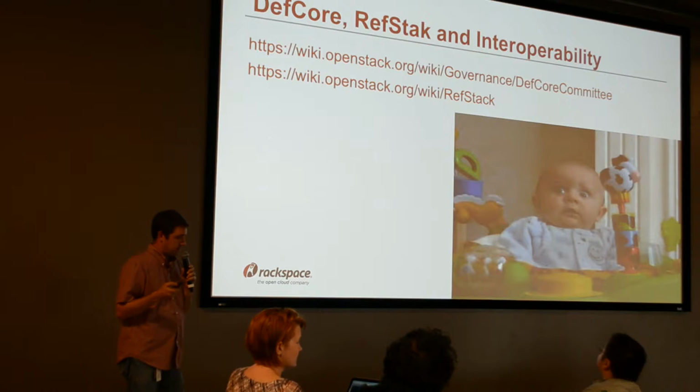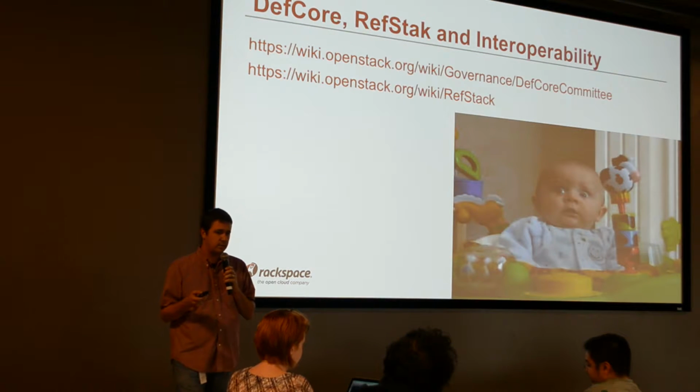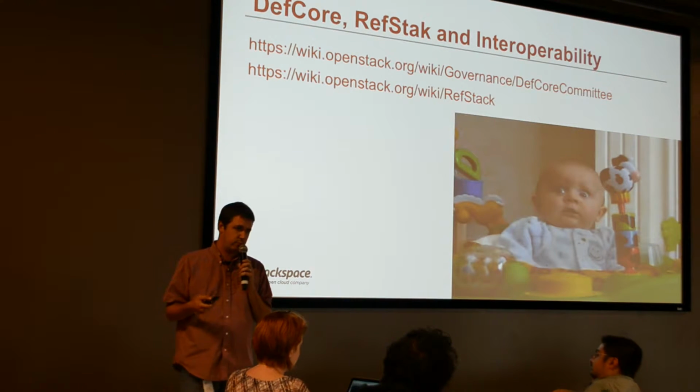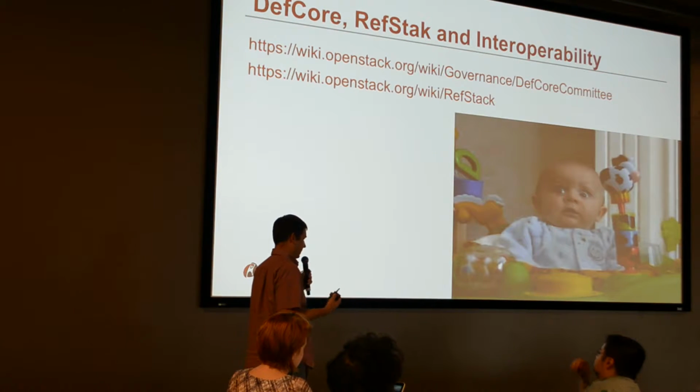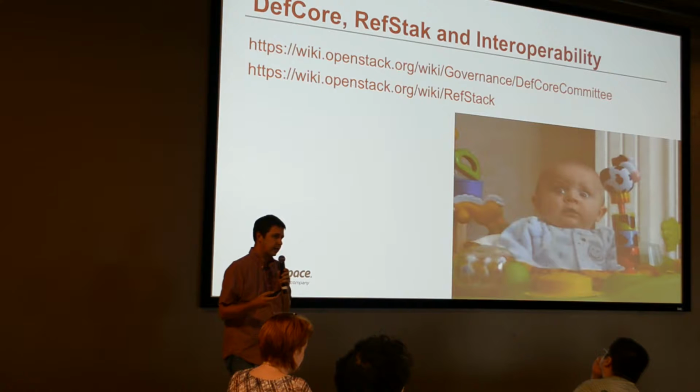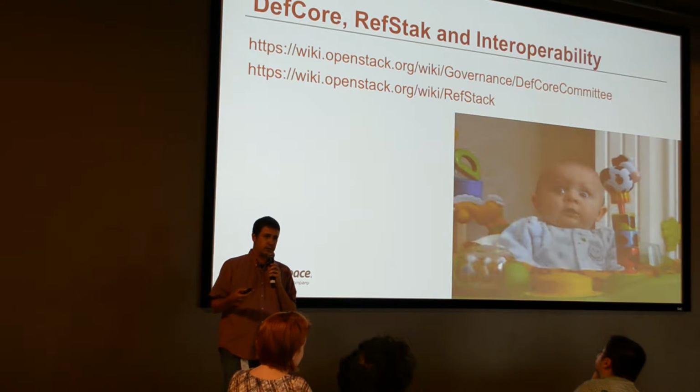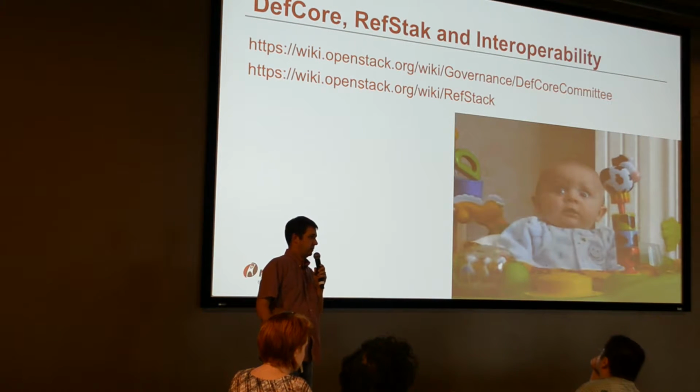Were the DefCore project, and then the side of that was RefStack. Look, DefCore, put very simply, is a way to define what really is core to OpenStack. So if you were a person who downloads and installs and runs an integrated release, like if you went and picked up Icehouse right now, what are the things that should or should not be in that integrated release?